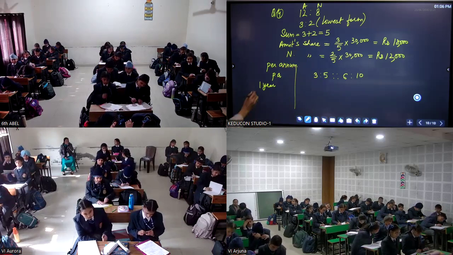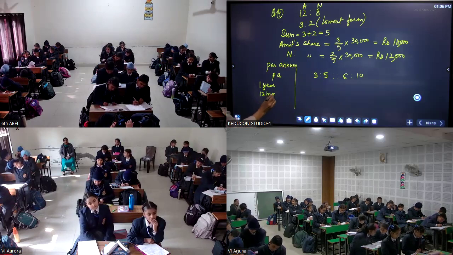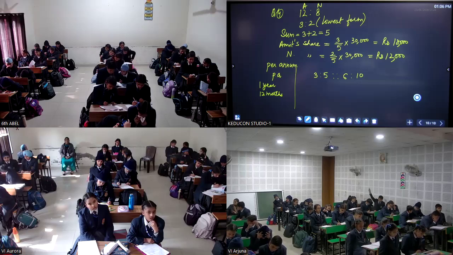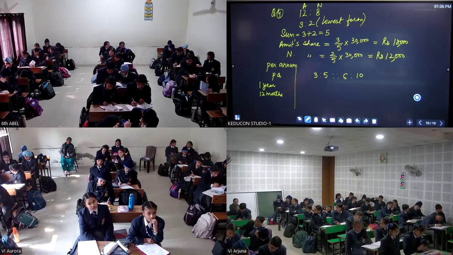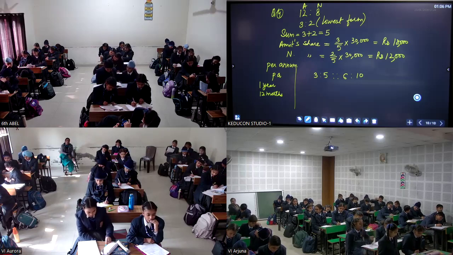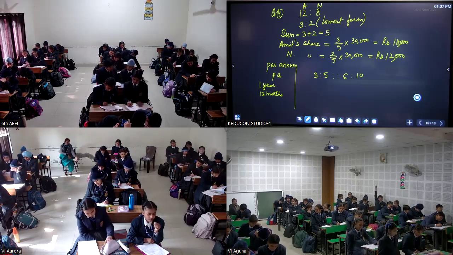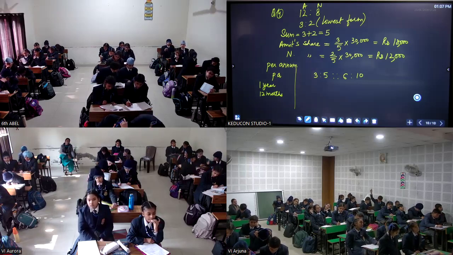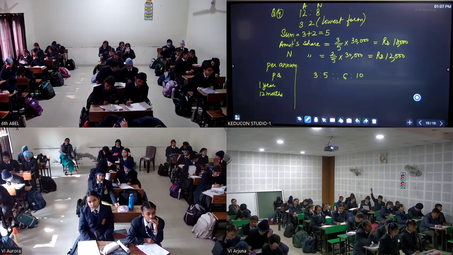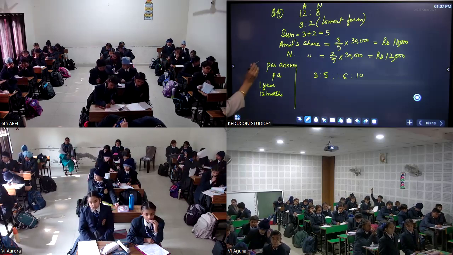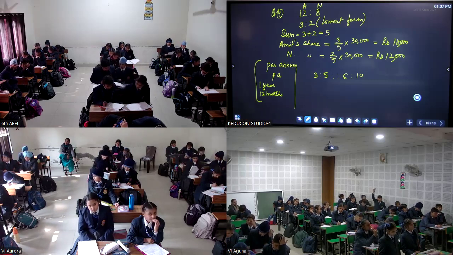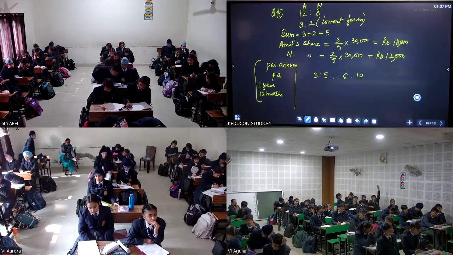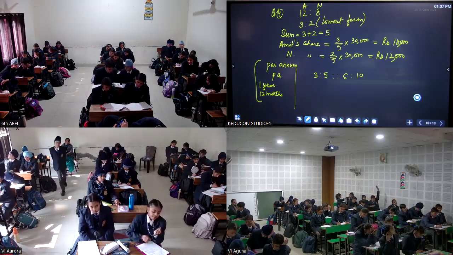1 year means 12 months. We have to convert it into 12 months. Whenever Rahim's income is given in rupees per month, that is final. And Amir's income is given per annum. Per annum means you have to divide by 12 to make it into months. Write this all to understand it better. Per annum means per year. This is the way you will go.